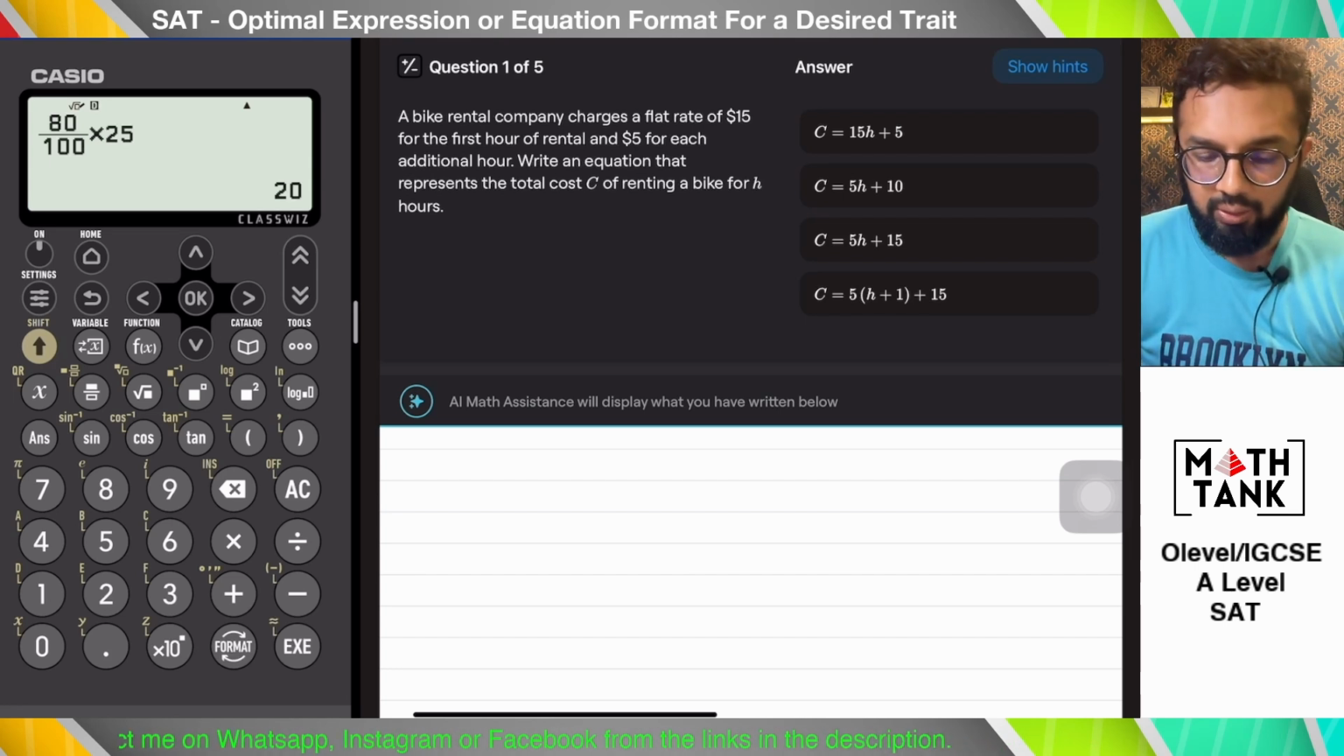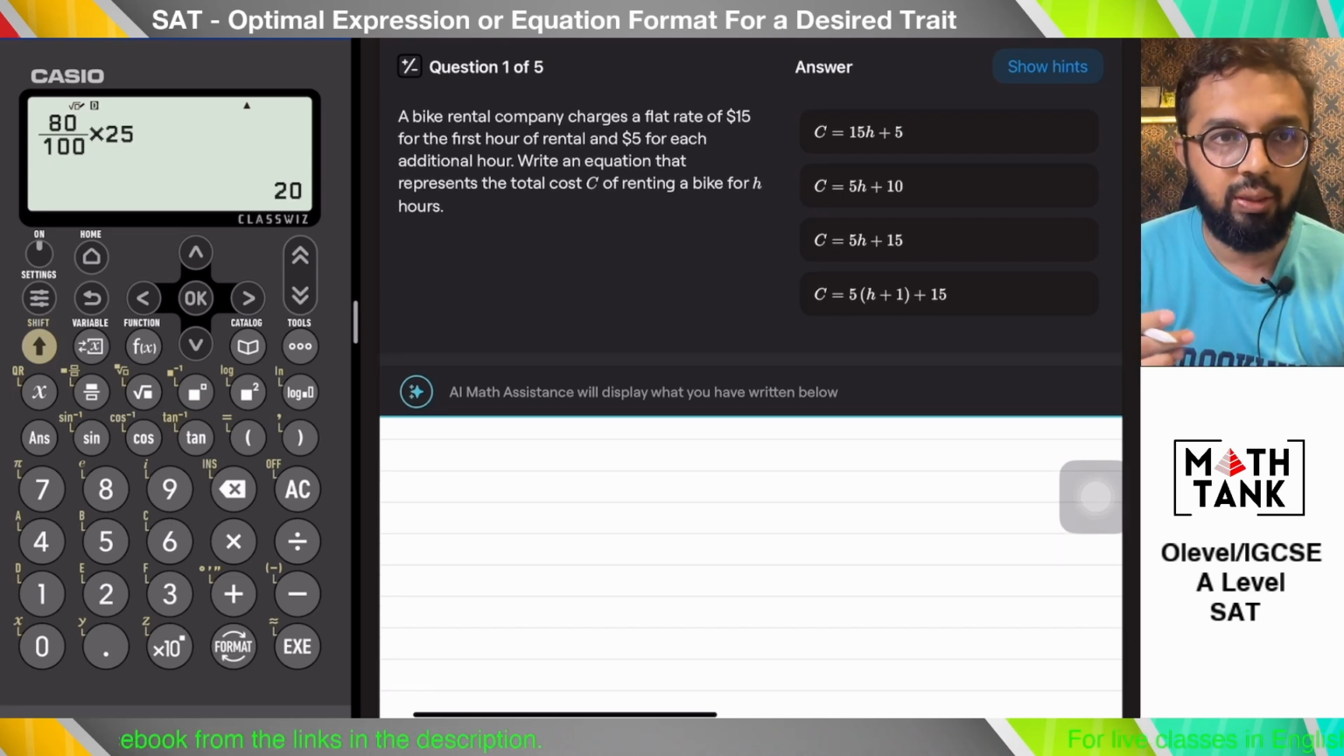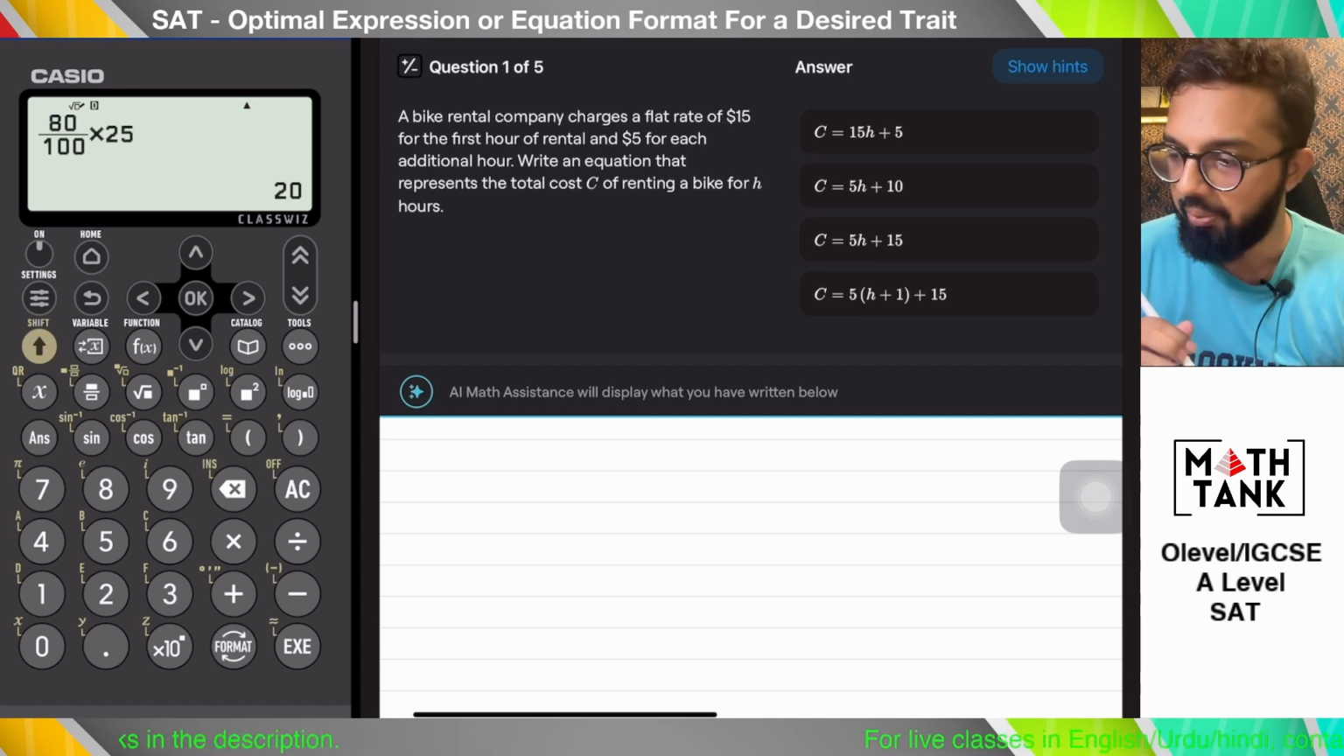Hello and welcome to another session on SAT Math. Today's topic is again optimal expressions, and these are medium level questions.